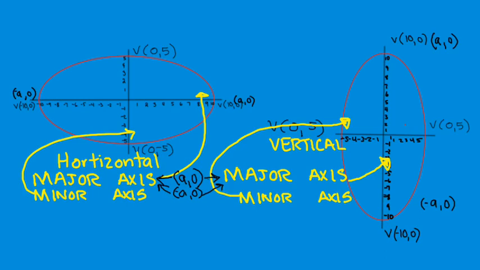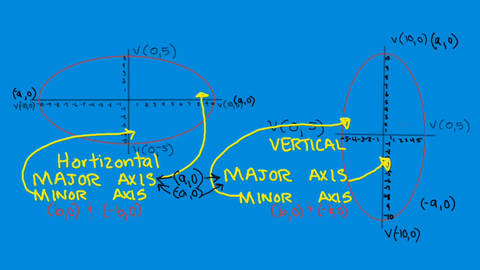The major axis vertices are represented by (A, 0) and (-A, 0). You can see this A value does not change whether it is y or x. It just goes with the major axis.